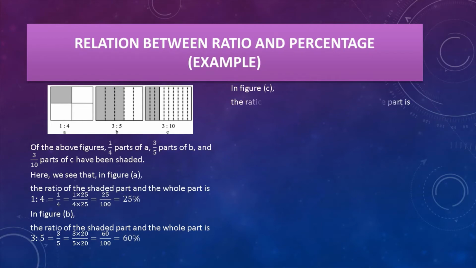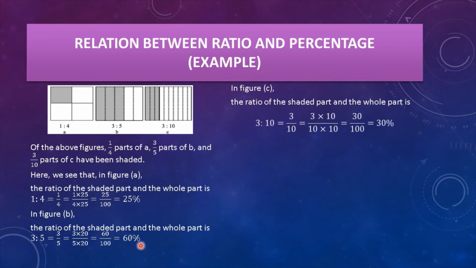And in figure C, the ratio of the shaded part and the whole part, in here you can see the third figure, is 3:10. We can write down 3 divided by 10, and we have to multiply this 10 by 10 because we have to make the denominator 100. 10 multiplied by 10 would be 100, and this 10 we also multiply with the numerator. 3 multiplied by 10 would be 30, and for this 100 we will write down the percentage, that is 30%.